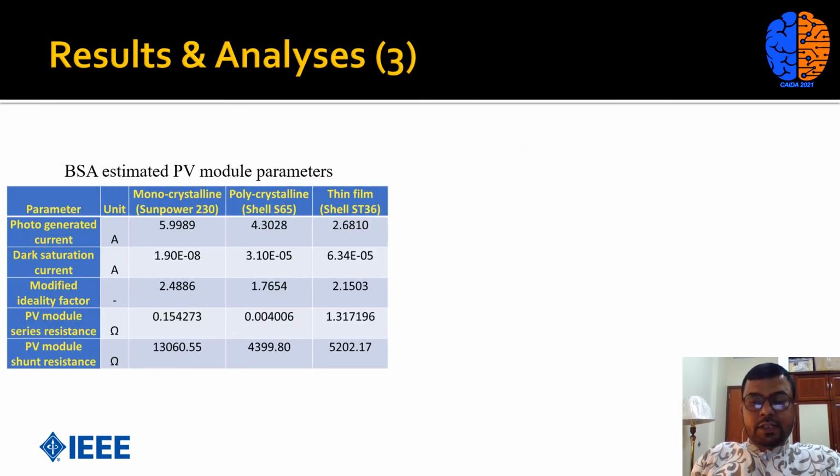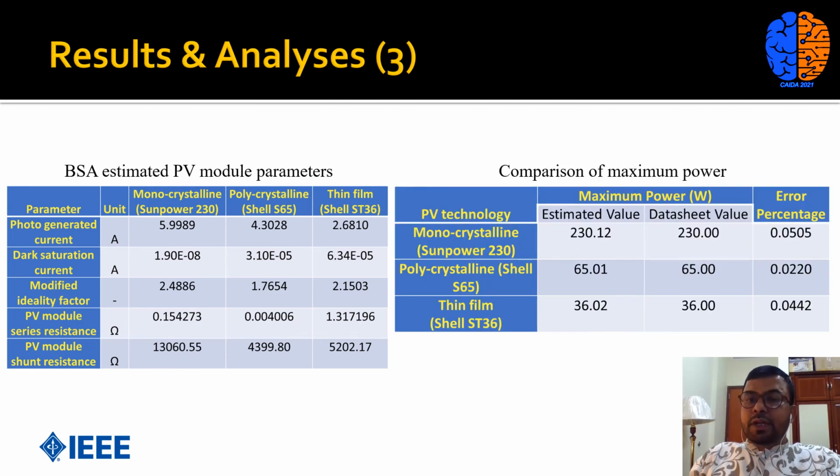It was stated that we have estimated 5 parameters of 3 different PV module technologies using the backtracking search algorithm. The estimated 5 parameters are photo-generated current, dark saturation current, modified ideality factor, PV module series resistance, and PV module shunt resistance. Based on the BSA estimated parameters, we have calculated the maximum power of 3 different PV module technologies. Then we have compared them with their datasheet values.